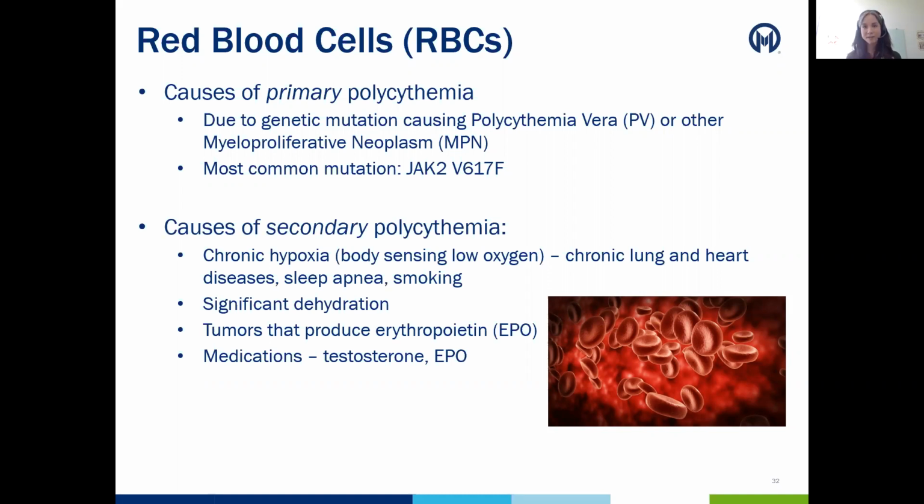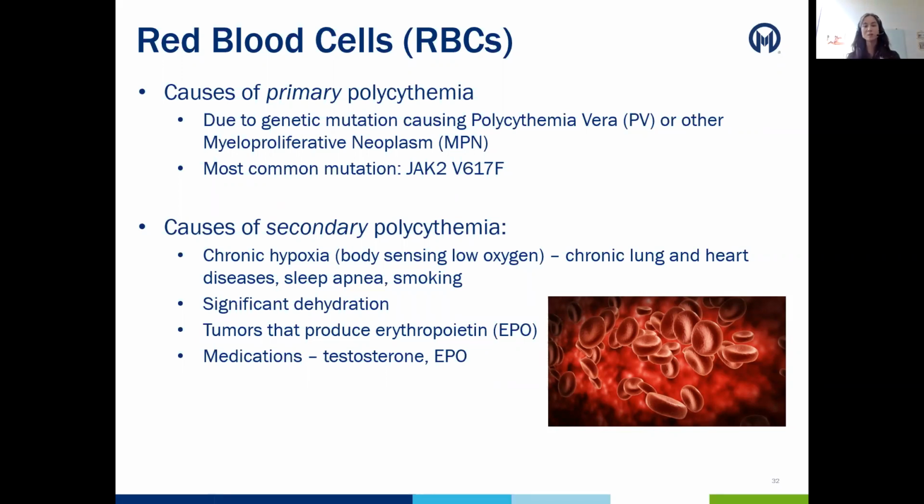Causes of secondary polycythemia, meaning the blood counts are going high in response to something else. Chronic hypoxia, or the body sensing chronically low oxygen levels, very commonly increases red blood cells because your body's trying to compensate for sensing that lack of oxygen by increasing the amount of red blood cells it makes to carry more oxygen to other parts of the body. And this is commonly seen in people with chronic lung or heart diseases, as well as people with sleep apnea, especially if they're not on a CPAP regularly. We see it in smokers, so a lot of different conditions.